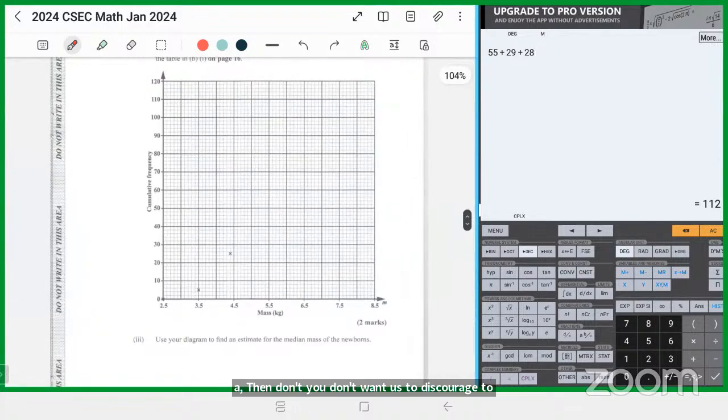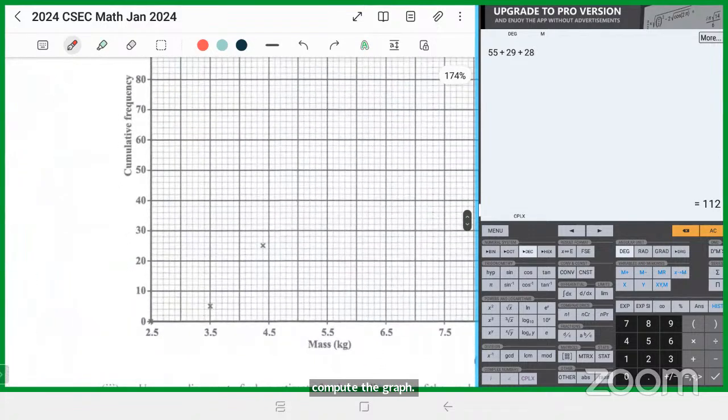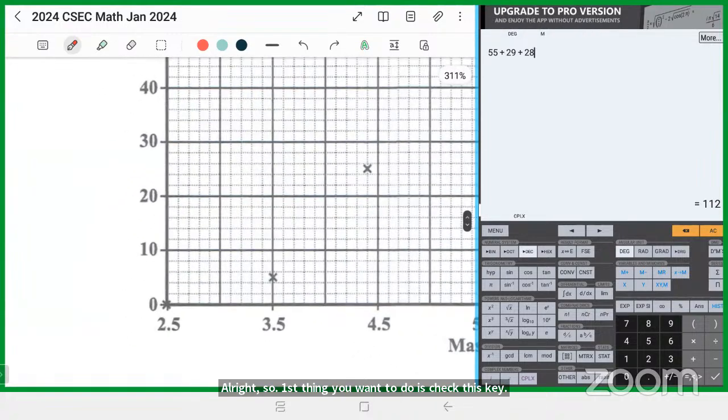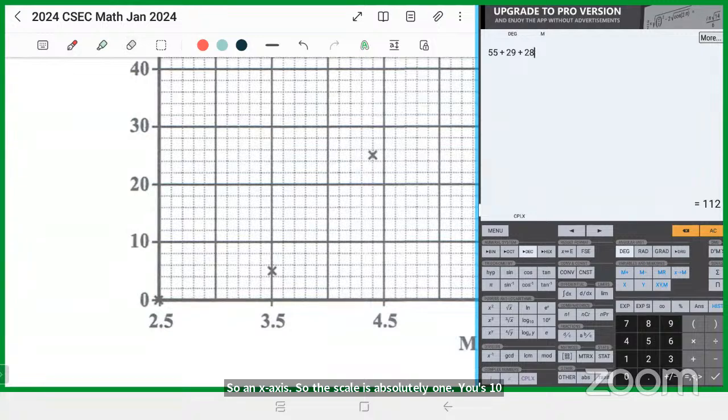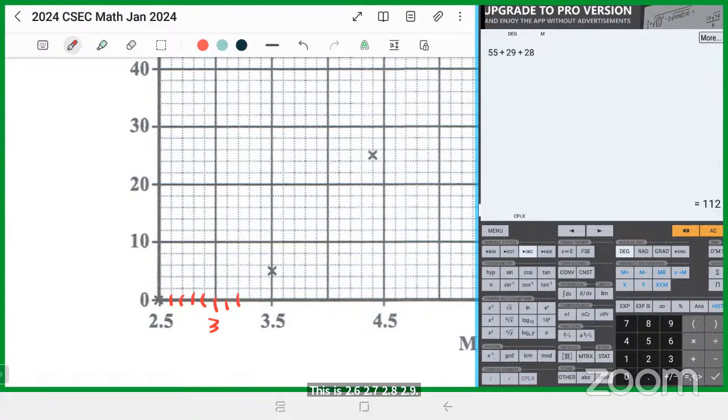First thing you want to do is check the scale, make sure the scale is correct. On the x-axis, these 10 lines account for 1, so each line is 1 over 10, or 0.1. So we know that this is 2.6, 2.7, 2.8, 2.9. This is 3, 3.1, 3.2, 3.3, 3.4, 3.5. Always check the scale and make sure you understand it.